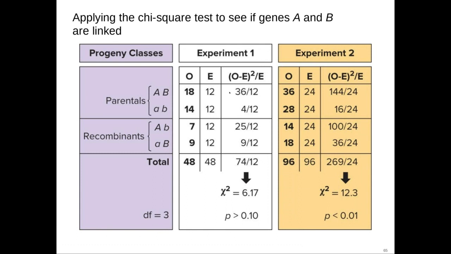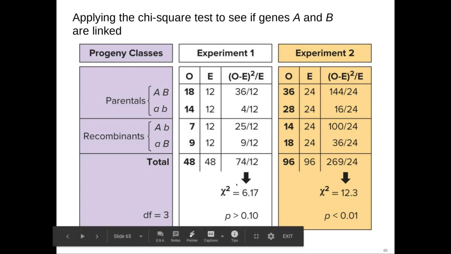Now we do the math. Observed minus expected: 18 minus 12, squared, gives us 36, divided by 12. And then we do the same thing for all of those. Now remember, we have to sum these all together. So we sum all of these together, and that gives us our chi-square value. In this case, that chi-square value is 6.17.